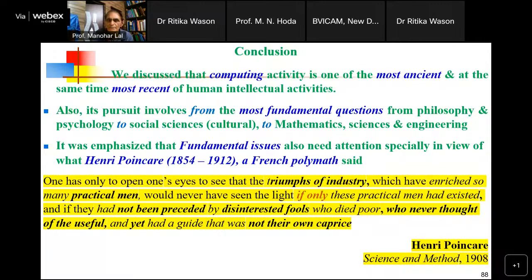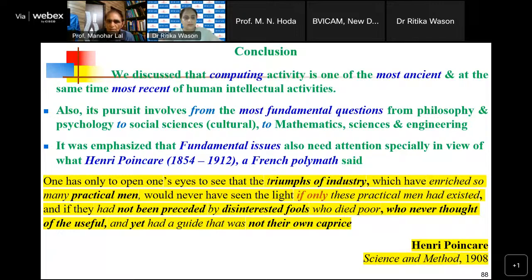And this is my conclusion. We discussed that computing activity is one of the most ancient and at the same time, most recent of human intellectual activities. Also, its pursuit involves the most fundamental questions from philosophy and psychology to social sciences and cultural issues to mathematics, science, and engineering. It was emphasized that fundamental issues also need attention, especially in view of what the French polymath Henri Poincaré said. Please read it very carefully.